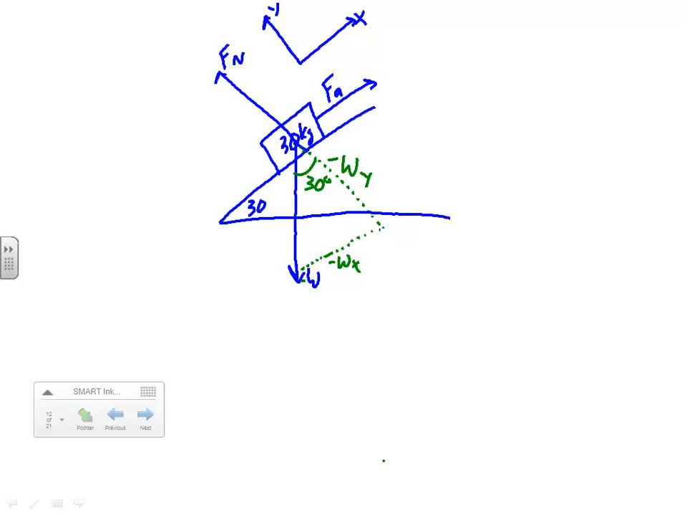Now I just need to remember my trig functions. Well, I know weight is just mg. This, weight in the y direction, is adjacent to that 30 degrees. So to find it, I take the mg, and I'm going to multiply it by the cosine of 30 degrees. Why cosine? It's adjacent to the 30-degree angle. The weight in the x direction is going to be mg sine 30 because it's opposite the 30 degrees. You got to remember SOHCAHTOA.